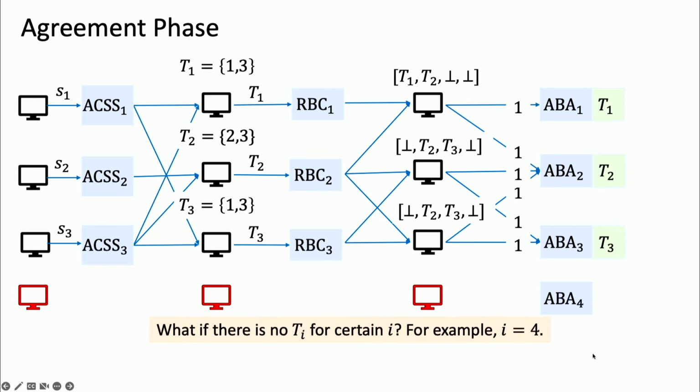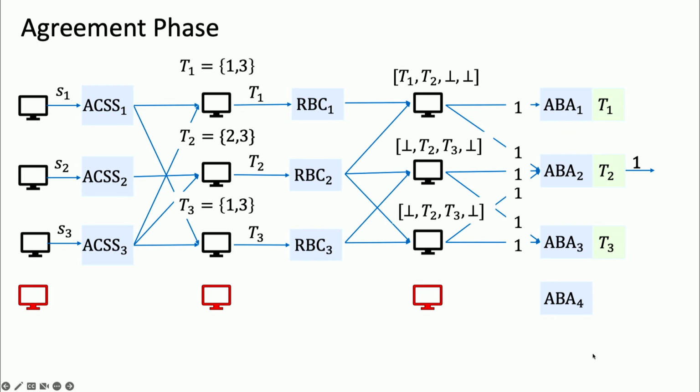But there's one more issue: what if there are no TIs for certain i? For example, node 4 is malicious, so node 4 did not reliably broadcast anything, so there is no source of common coin for ABA4. So how do we ensure this ABA4 will terminate? This is another technicality that we need to address, and we'll see this later.